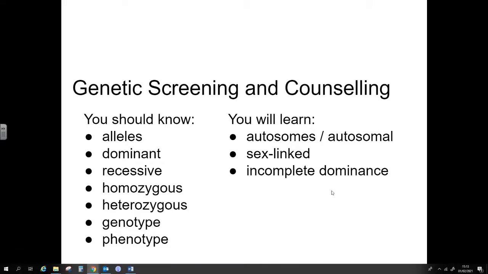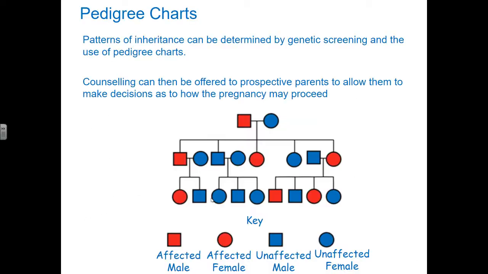In this video, we look at Key Area 4, Part B, Genetic Screening and Counselling. You should already know about alleles, dominance, recessive, homozygous, heterozygous, genotype and phenotype. We'll talk about the terms autosomes and autosomal chromosomes, sex-linked in terms of inheritance, and incomplete dominance.